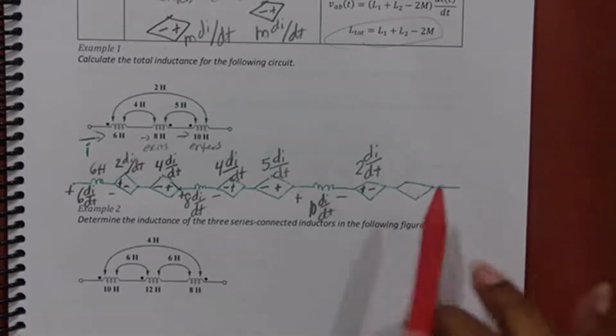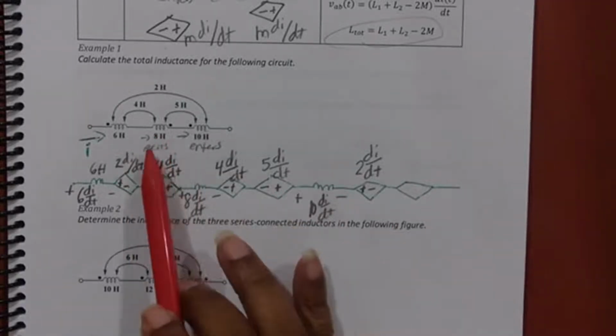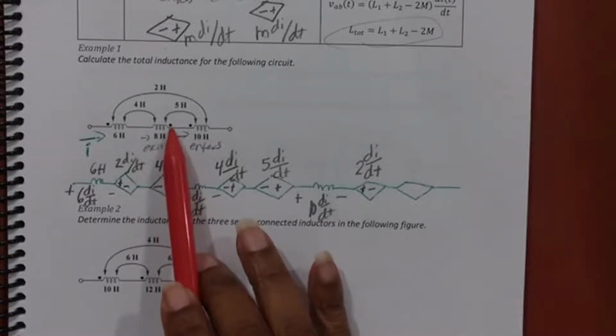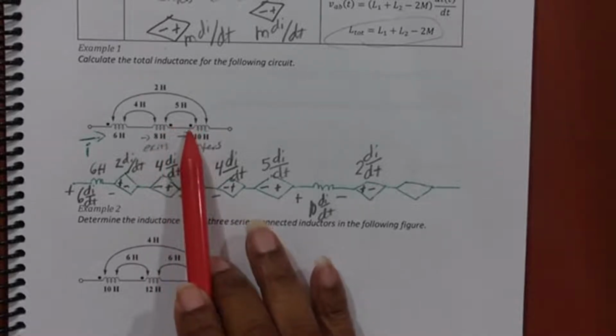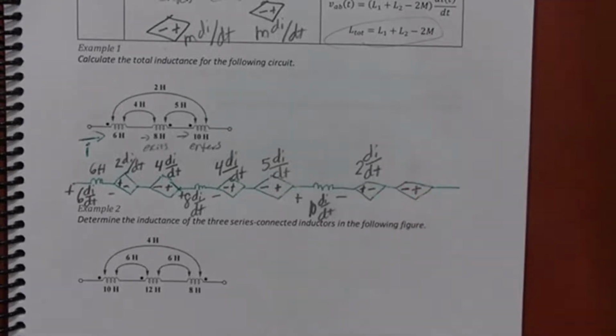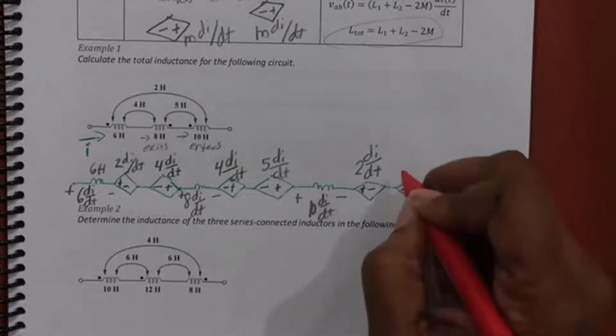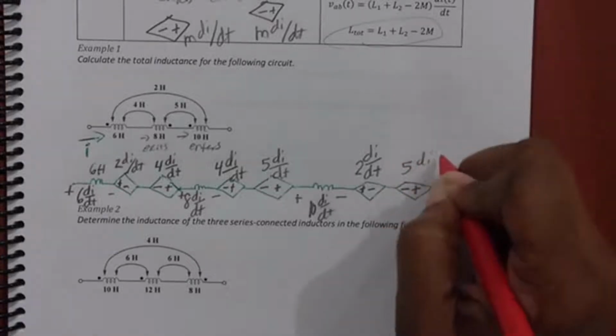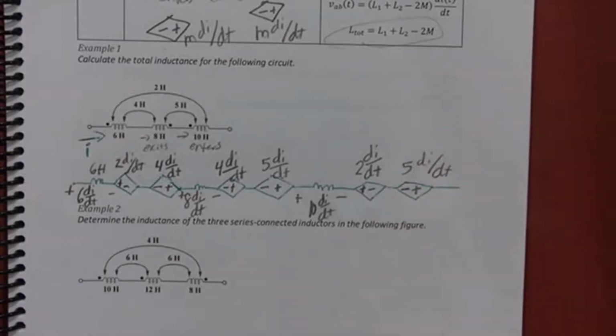Last one is going to be the induced voltage from the 8 Henry. The current exits the inductor through the dot, so it's going to be negative at the dot here. So it's negative on the left, positive on the right. What's the value? 5 di/dt.